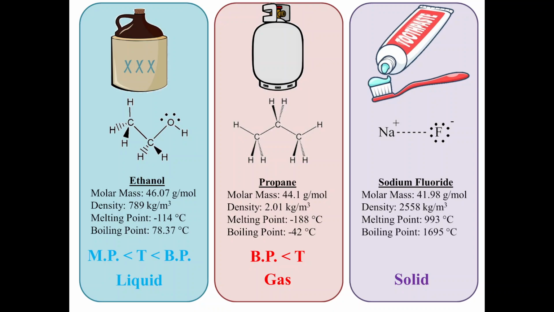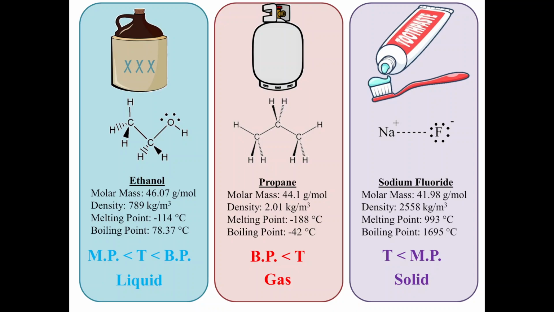If we add a little bit more information here, we see that the melting point is at a whopping 993 degrees Celsius and a boiling point of 1,695 degrees Celsius. So this is crazy hot, much, much higher than 20 degrees Celsius. So if you ever have the temperature of your molecules under the melting point, then you're going to have a solid.